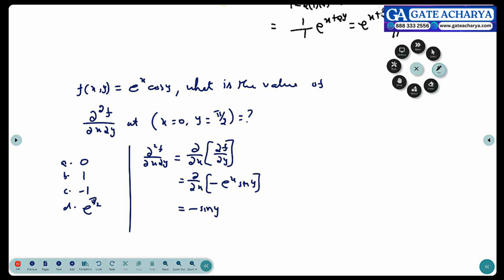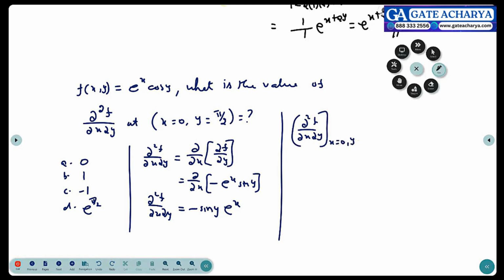Derivative of e power x is e power x. Now we differentiate x e power x with respect to x. Derivative of e power x is e power x. This is the second mixed partial, del square f by del x del y. So the final answer is del square f by del x del y at x equal to 0, y equal to pi by 2.